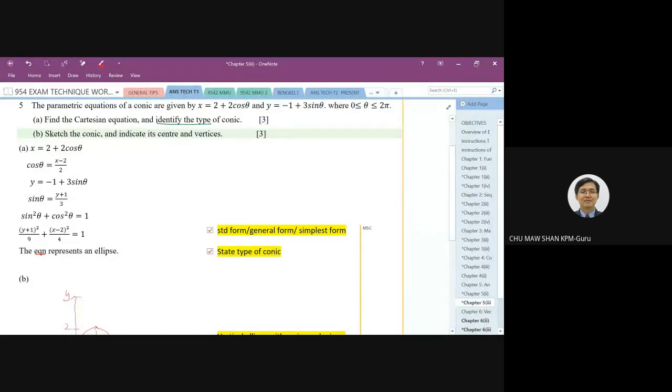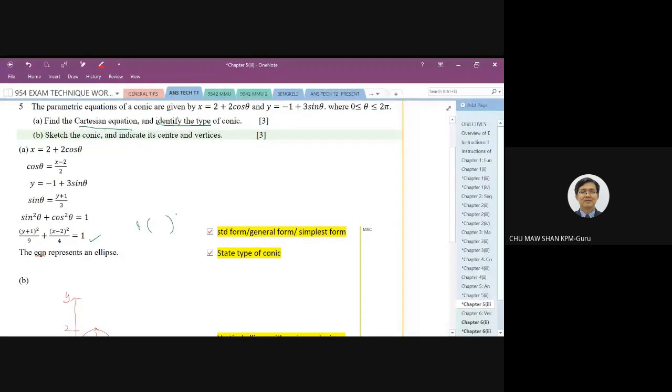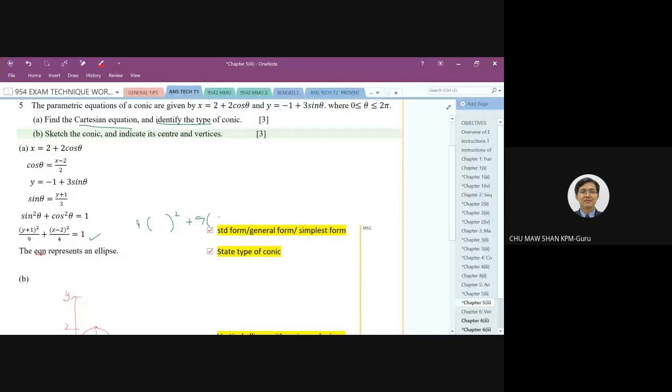And then it's in the Cartesian form. Sebenarnya Cartesian form di sini, dia boleh berbagai form bentuk. Yang ini yang saya tulis ini standard form. You can give in general form. General form maksudnya is 4 bracket squared, kan. 4 bracket squared plus 9 bracket squared equals 36, kan. Itu general form kan. And then as long as it's a simplest form pun boleh.